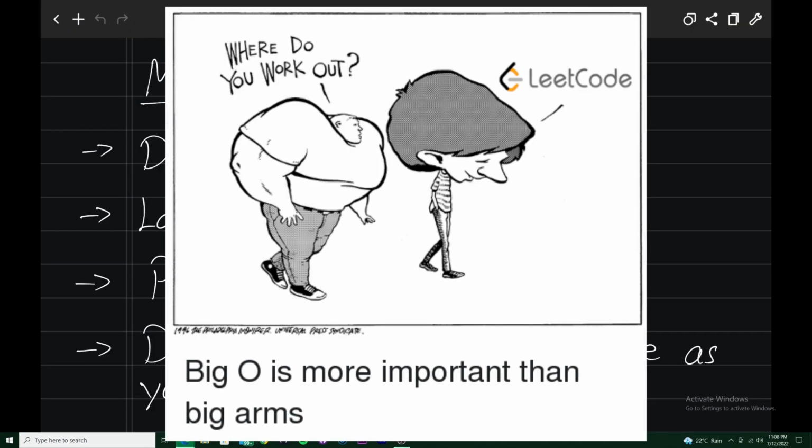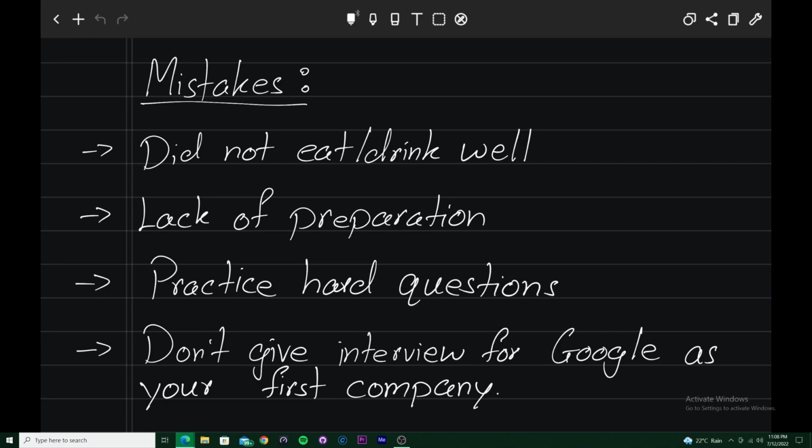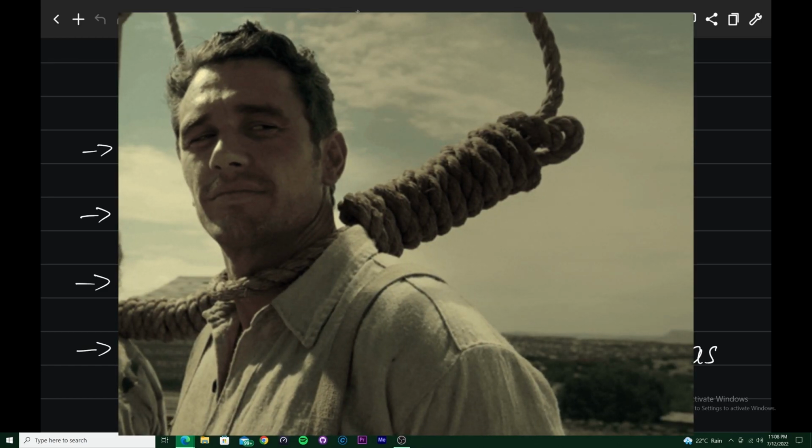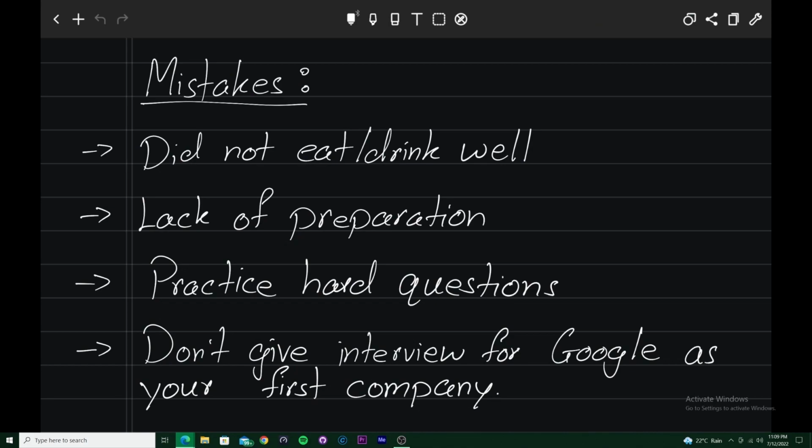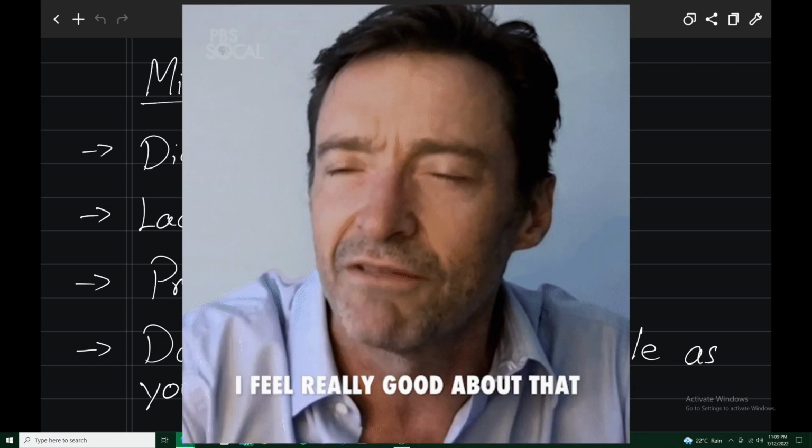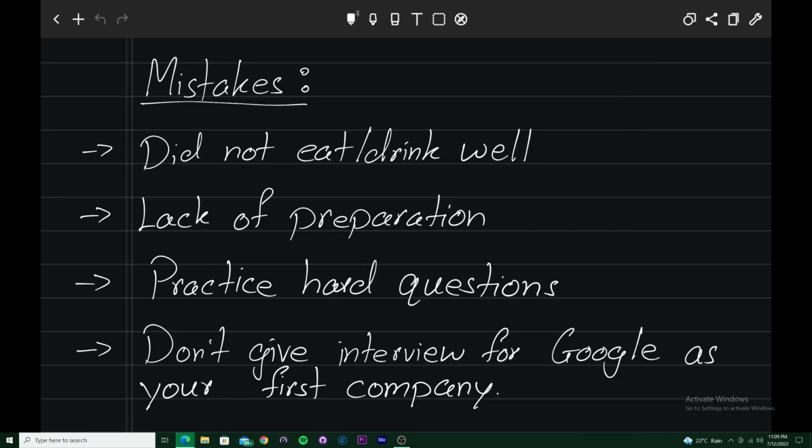Practice hard questions if you're preparing for Google. I did practice medium questions, but I felt personally that I did not practice enough hard questions. I felt that if I could have practiced more hard questions, I could have cracked the interview. And the last point would be, don't give Google as your first company interview. Try to interview with other companies having a similar format as Google and gain confidence by cracking other interviews first and then go for big tech companies like Google.